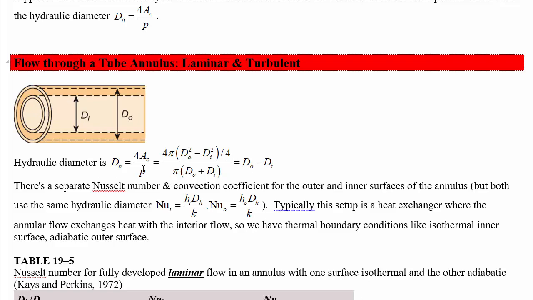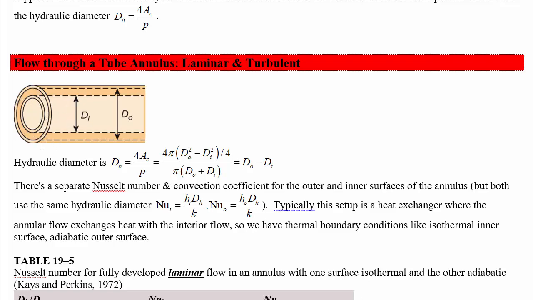Now there's a separate Nusselt number and convection coefficient in laminar flow for the outer and inner surfaces of the annulus, but both use the same hydraulic diameter. So use the hydraulic diameter of this annular region. Typically, this setup would show up in a heat exchanger where the annular flow exchanges heat with the interior flow. This is something that we're going to see pretty soon in the next section: flow around this interior pipe. So this is one pipe that has fluid flowing through it, and then you've got fluid flowing around that to try and exchange heat.